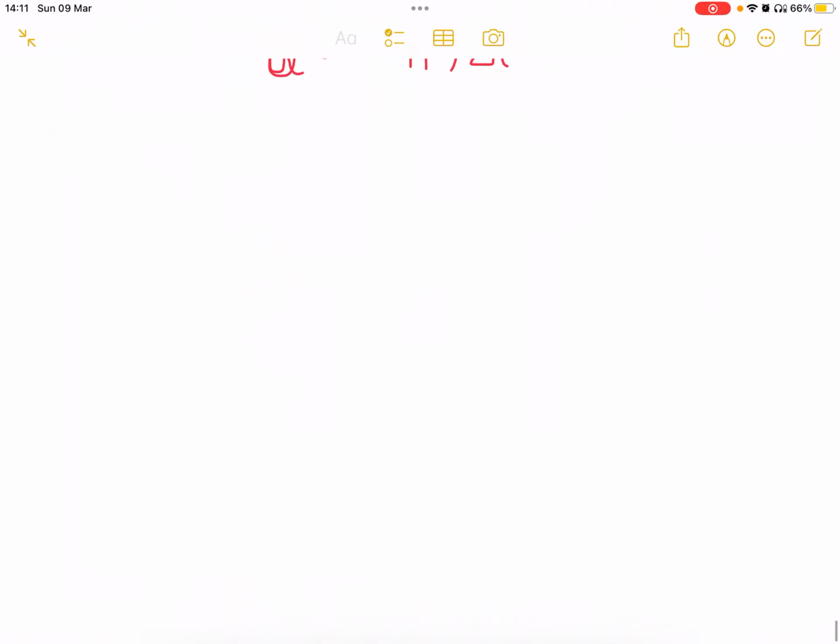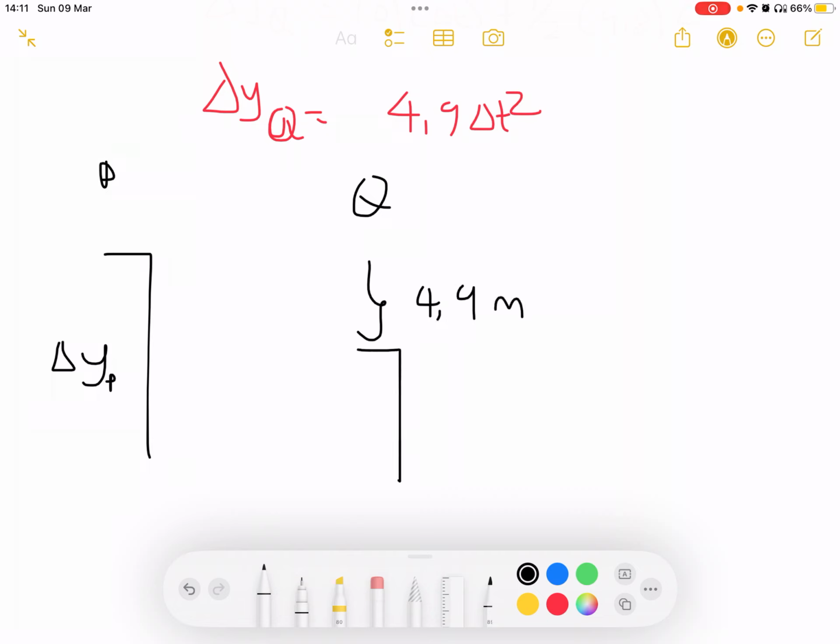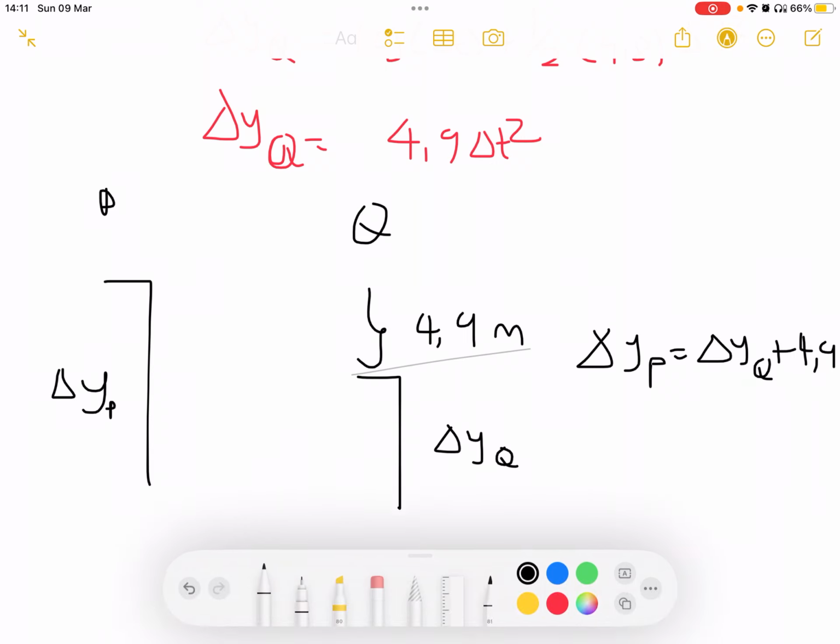If we were to put that into text, it says: if we look at the displacement, delta yp versus delta yq, we have a space here of 4.9 meters, then that's delta yq. Mathematically, we would then say this means delta y of p is equal to delta y of q plus 4.9, meaning to say this would be our equation 2, and this would be our equation 3.